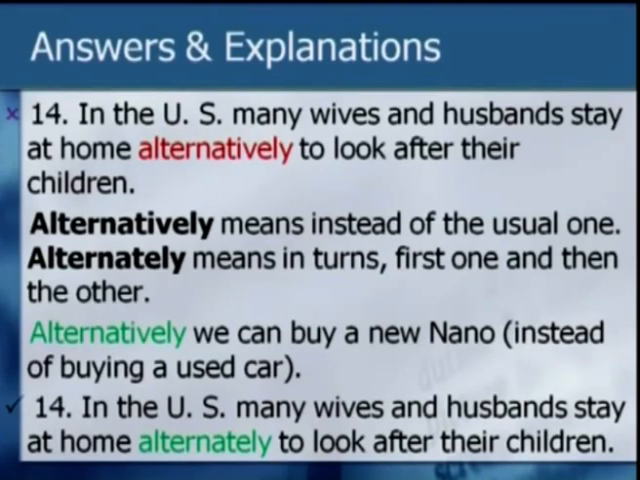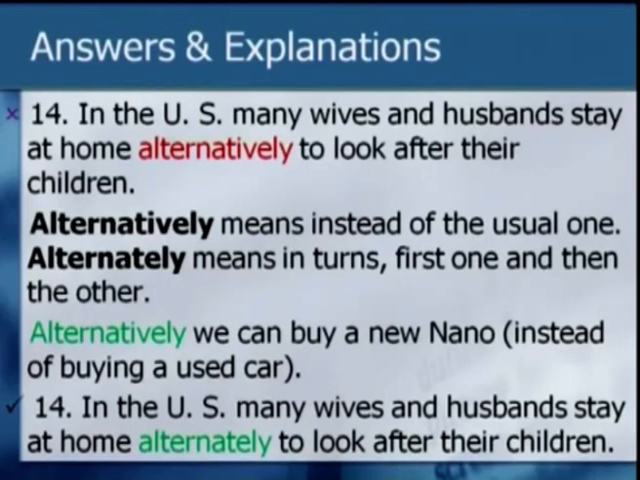So, thus alternatively, if I want to use it, I can use it in a sentence like this, Alternatively, we can buy a new Nano, which means instead of buying a used car, I am saying that we can buy a new Nano. Alternatively, so instead of this, I will go for that. But if you want to correct the sentence that was given before, it should be corrected like this. In the US, many wives and husbands stay at home alternately to look after their children.